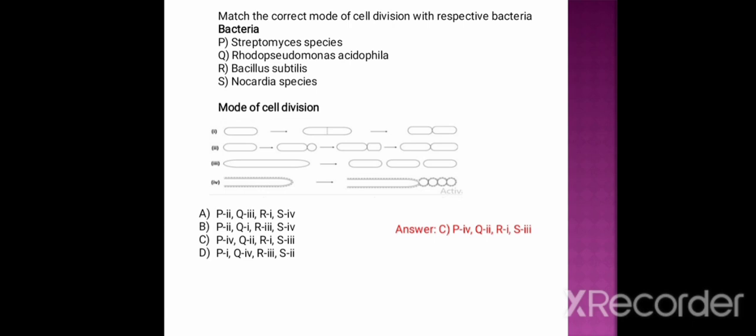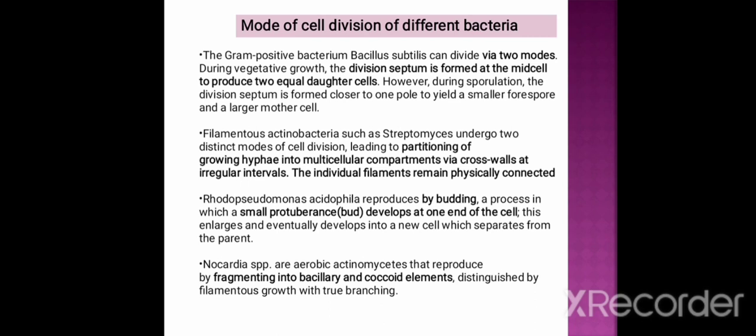And the last is the Nocardia species. The option 3 remains. So for Nocardia species or S, it is 3. Nocardia species are aerobic actinomycetes that reproduce by fragmenting into bacillary and coccoid elements, distinguished by filamentous growth with true branching.